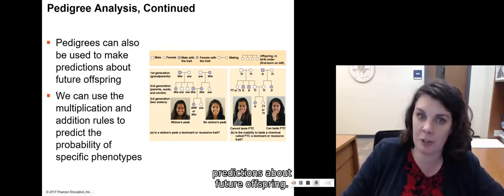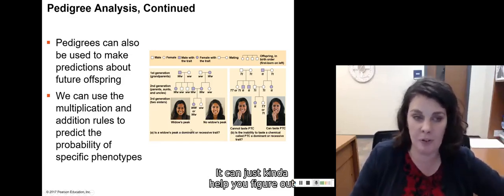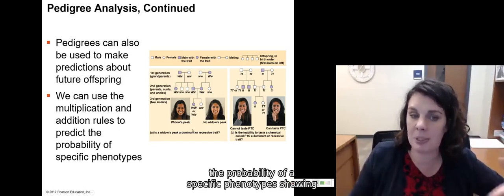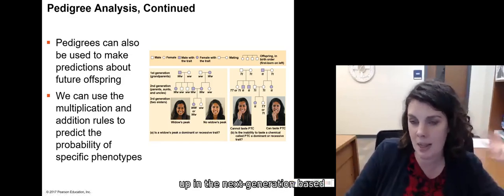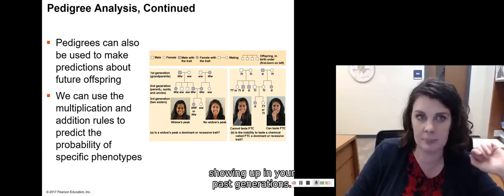So pedigrees can be used to make predictions about future offspring. It's not going to tell you your child will be this or won't be that. It can just help you figure out the probability of a specific phenotype showing up in the next generation based on how you can see it showing up in your past generations.